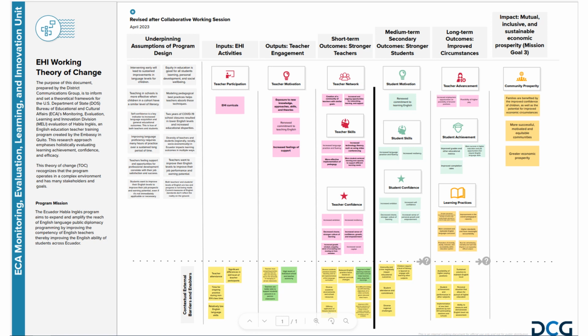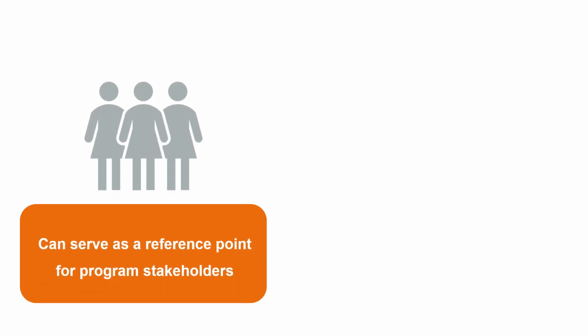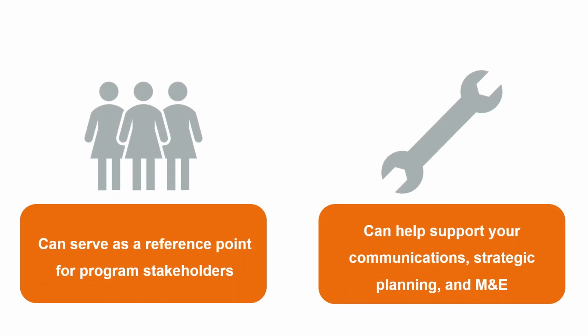Theories of change can also be depicted visually rather than in narrative format. Here's one example of a theory of change for an in-person English language program. It's up to you how you decide to create your theory of change, in narrative form with the if, then, because statement, or visually. So why is it important to have a theory of change for your program? A theory of change can serve as a reference point for your program stakeholders. It can also help support your communications, strategic planning, and monitoring and evaluation efforts.